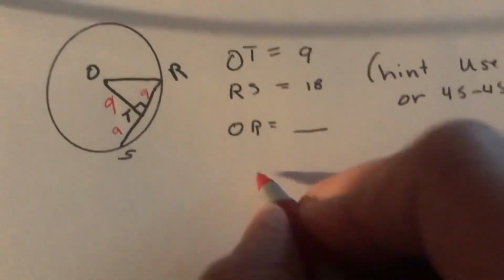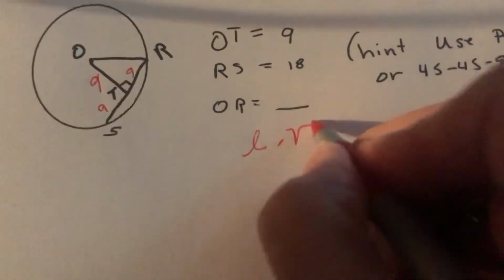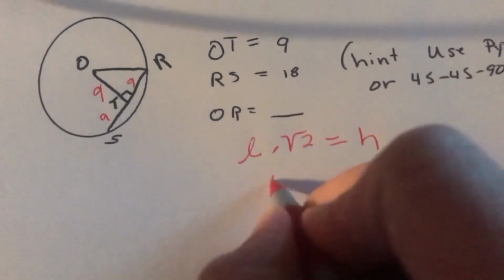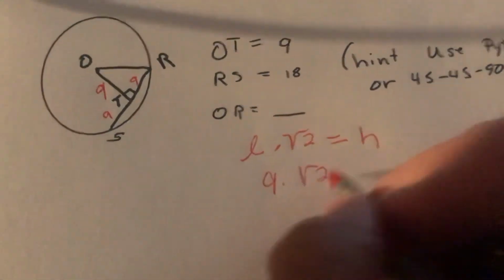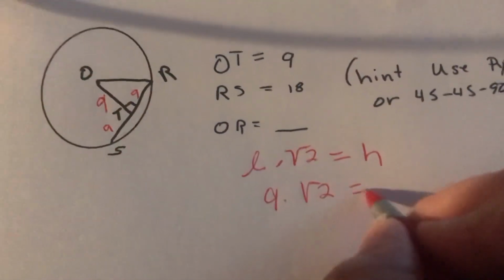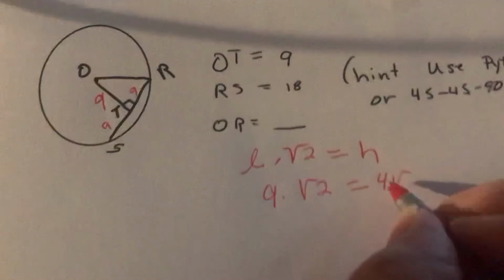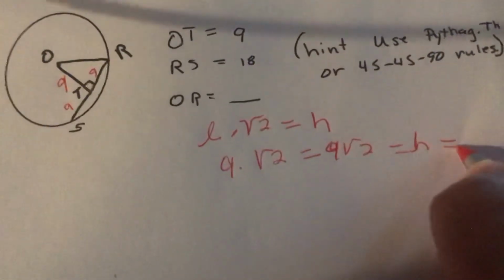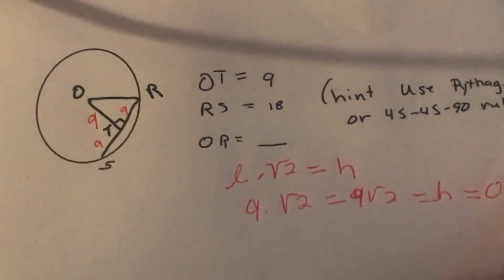45-45-90 rules, which says leg times square root of 2 equals hypotenuse. My legs are both 9. 9 times the square root of 2. So what do I get for the hypotenuse? 9 square root of 2 is my hypotenuse, which is the length of O to R.